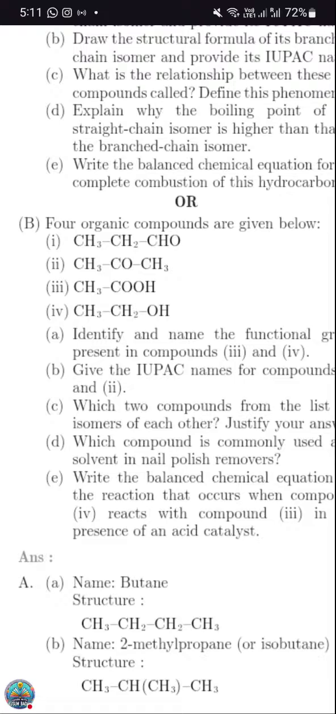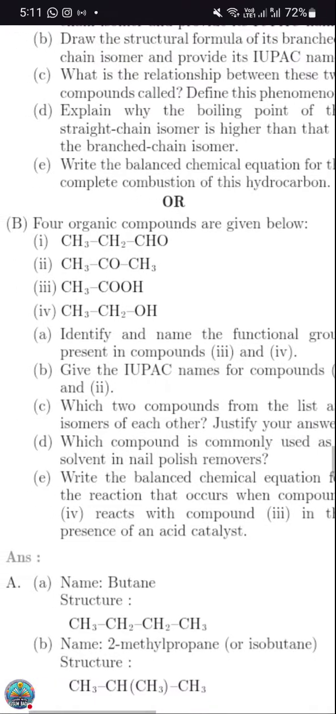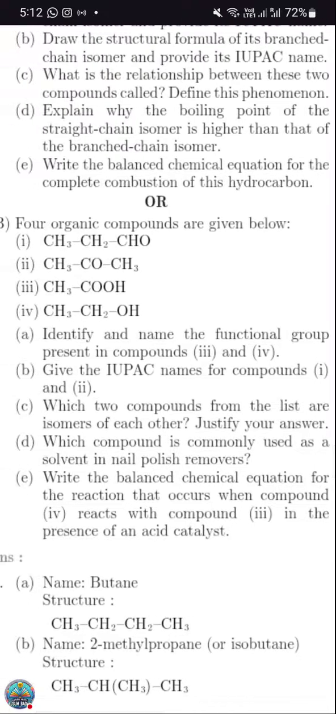ओके, अब आइडेंटिफाई द नेम ऑफ द फंक्शनल ग्रुप प्रेजेंट इन द कंपाउंड 3 and 4 बोला है, तो 3 में हो गया कार्बोक्सिलिक एसिड, 4 पे हो गया अल्कोहल. अभी बी क्वेश्चन है आयुपिक नेम फॉर द कंपाउंड 1 and 2. आयुपिक नेम वी नीड टू राइट. ओके, सो आयुपिक नेम फॉर 1 and 2.